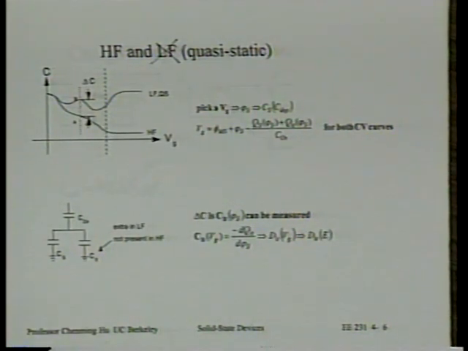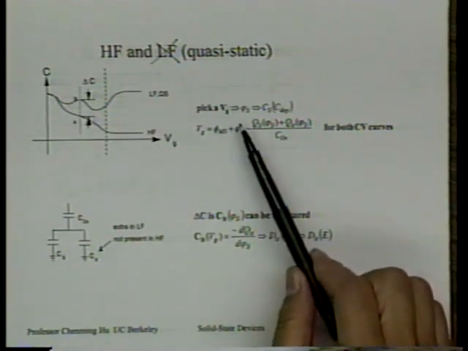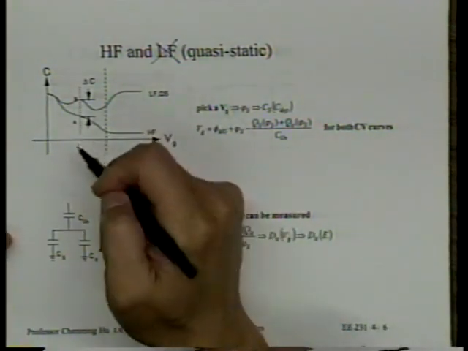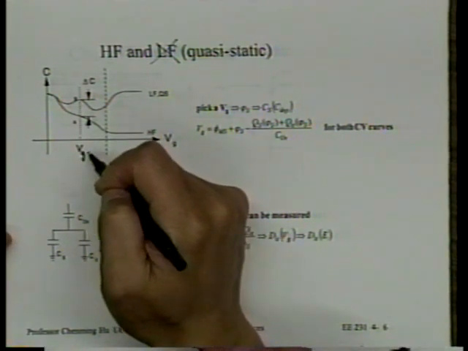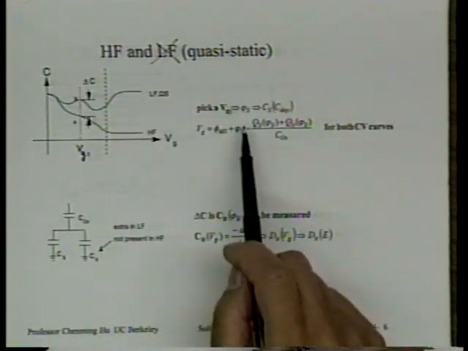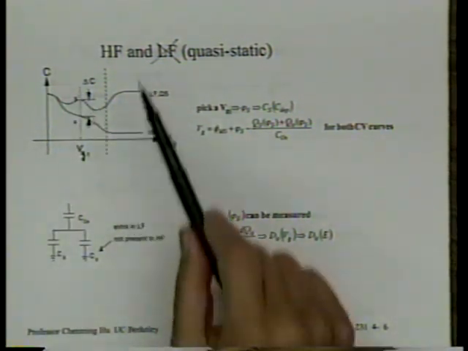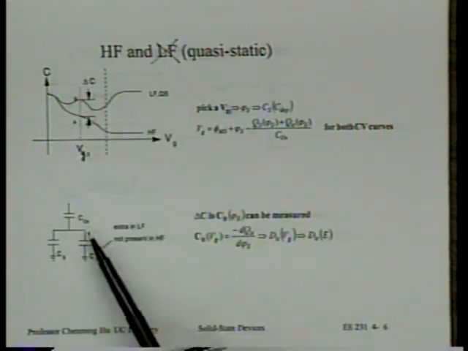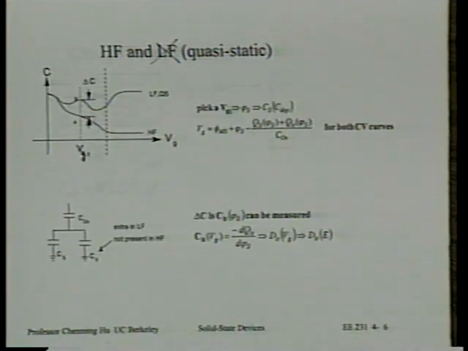Now you can do something with it. What you need is to pick one VG this time. Don't pick a C. Pick a particular VG, let's say VG1, and that will give you a particular phi S. Because in these two cases, A and B, share the same equivalent circuit, and both contain the CIT now. First of all, let's agree. Do they contain the same CIT? My mistake.